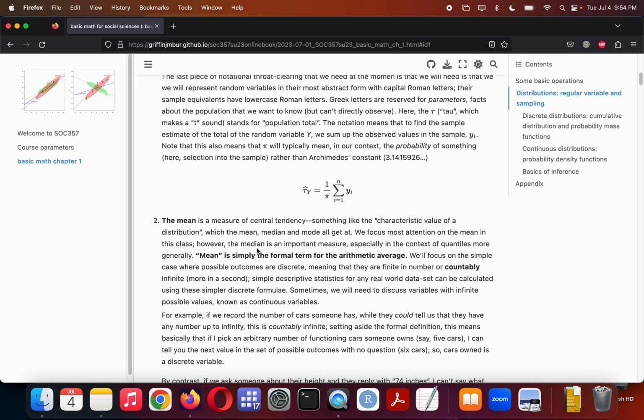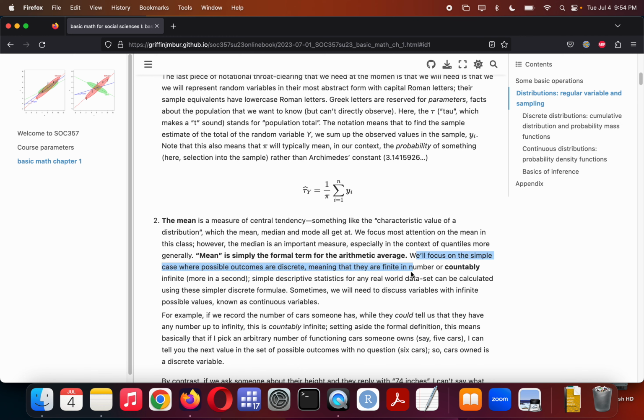The mean, by the way, is simply the formal term in the sample for the arithmetic average. So if you take a sample mean from a simple random sample, let's just take the simplest case, that means the arithmetic average. So total everything up and then divide by the sample size. We will talk in a second about means at the population level, where they're related but distinct.